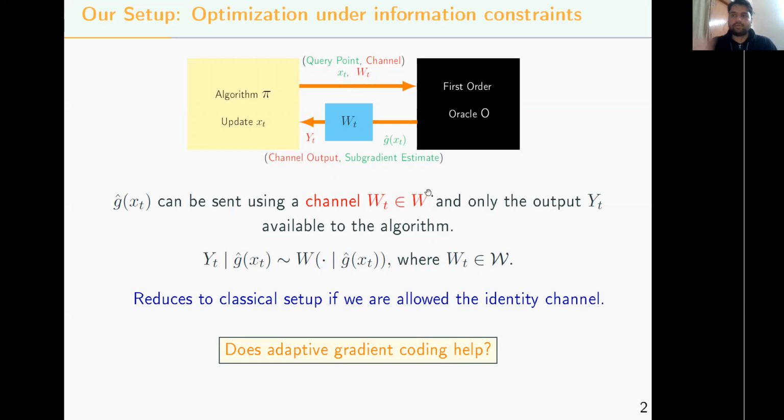To map it back to the federated learning example we saw at the start, you can think of this as some sort of one worker scenario where at each iteration there's only one worker communicating with the center, which in this case is the algorithm.